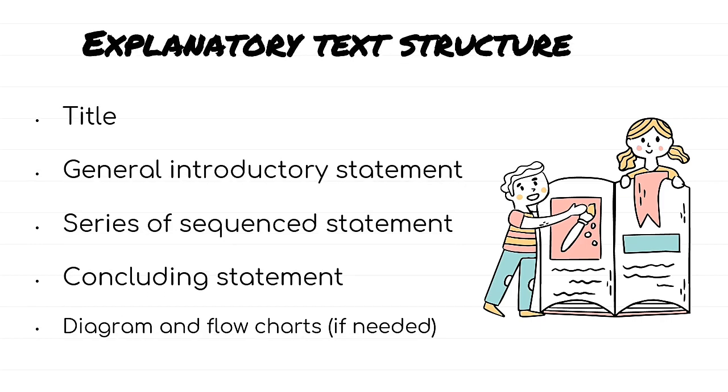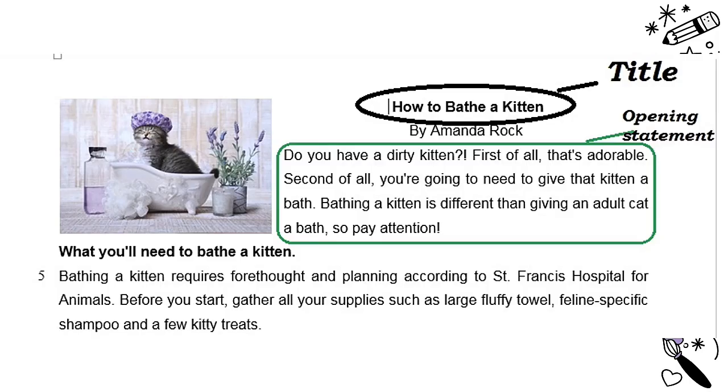Explanatory text structure. Do you still remember how to bath a kitten? It has structures such as the title, general introductory statement, series of sequence statements, concluding statement, diagram and flow charts if needed. But like I told you, this is not a scientific one, so it's not that really into diagram. Let's see the application of the text structure and also the features through the text itself. Take a look at it.